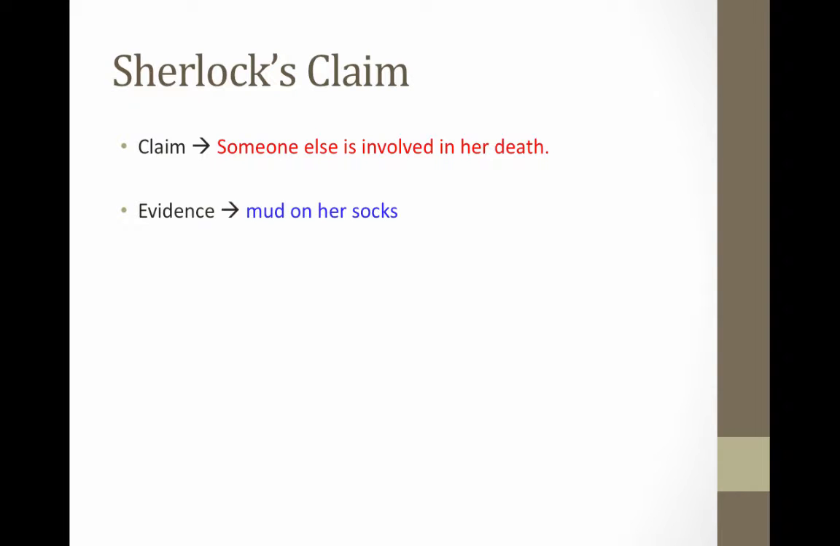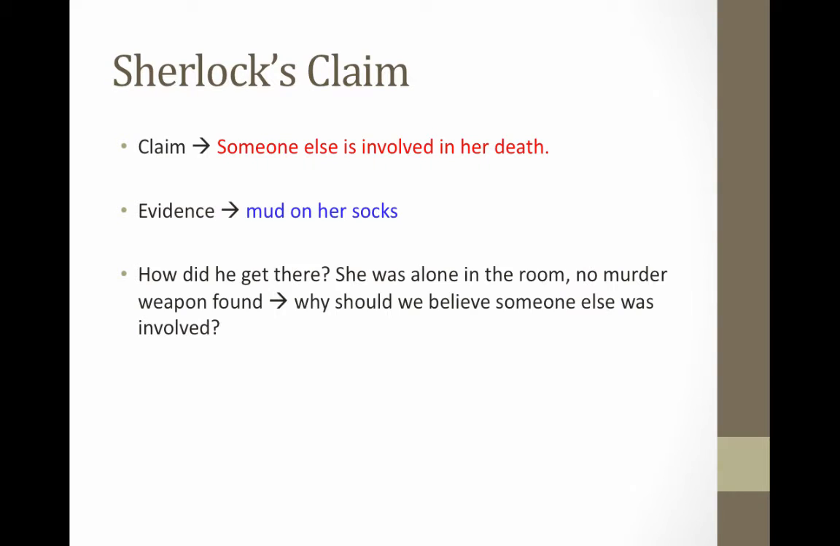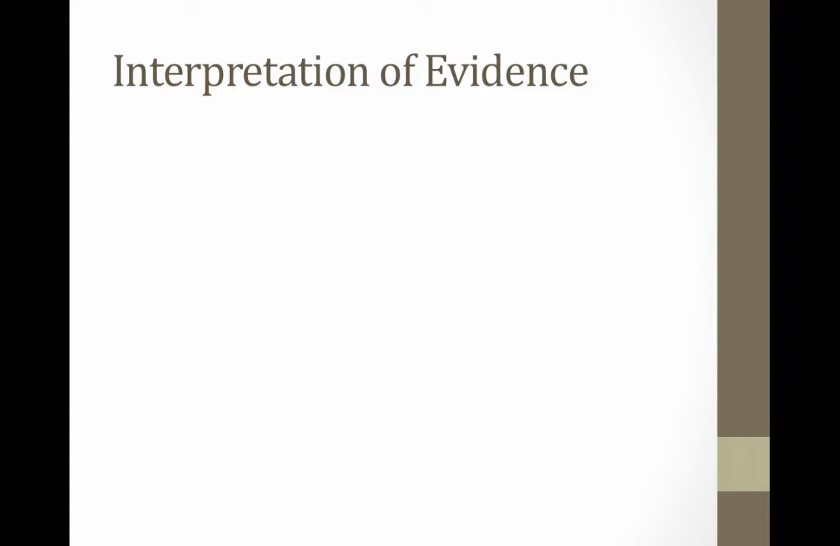And then he points to some evidence that the police haven't noticed, and he says, well, my evidence is that there's mud on her socks. How did he get there? Well, she was alone in the room. There was no murder weapon found, so why should we believe that someone else was involved? Sherlock's got to do some explanation to connect his evidence to that claim.